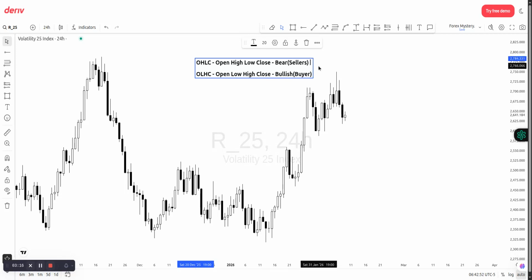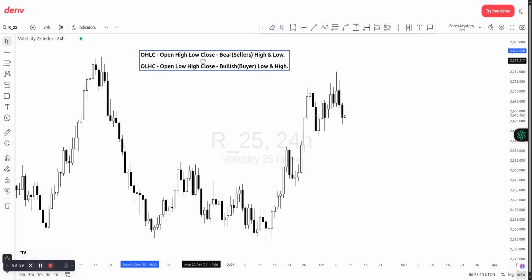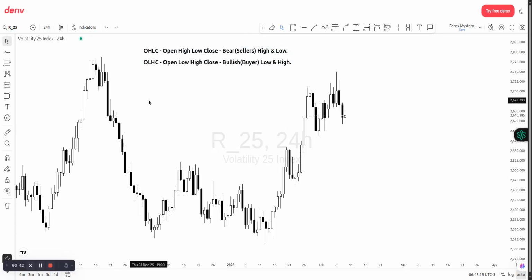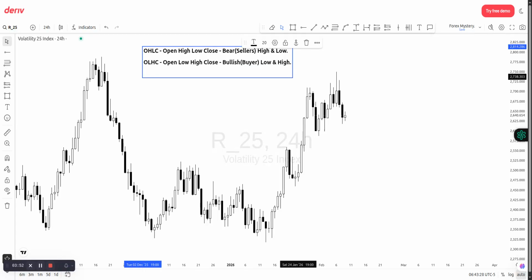Another thing, the key things you need to focus on is the high and the low. And on this one, you need to focus on the low and the high. This is all you need to become a profitable trader. For you to make good use of this, the next thing you need to do is find your bias.